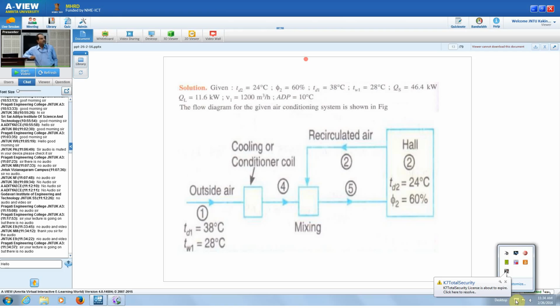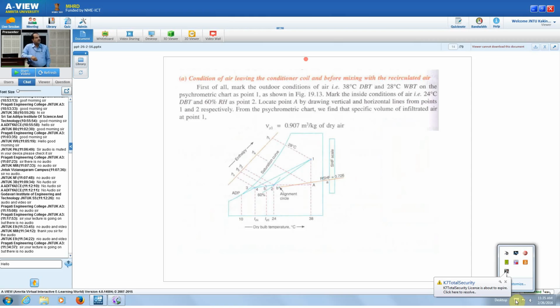Earlier, these two were mixing somewhere, but here now, separately, they are entering the mixing. So same thing. You just locate point 1 and point 2 based on the data, and then draw the line. And you locate point A and point B. I think you know how to locate the alignment circle. And then you take the remaining values and find out the next step.